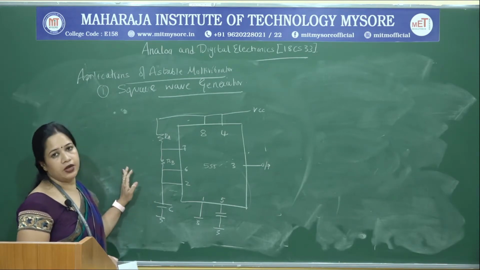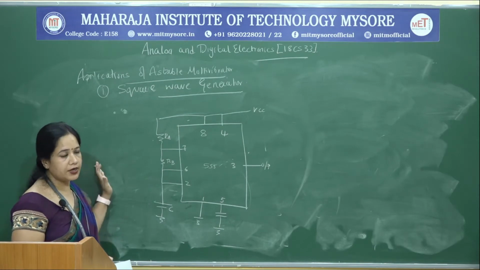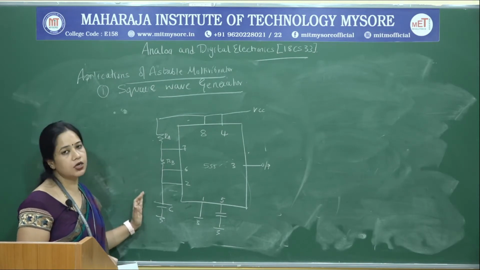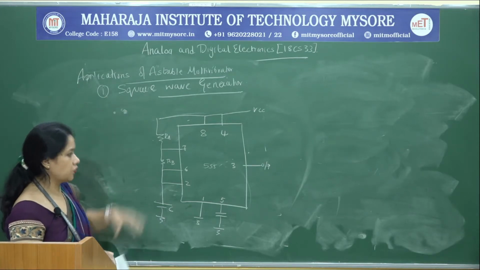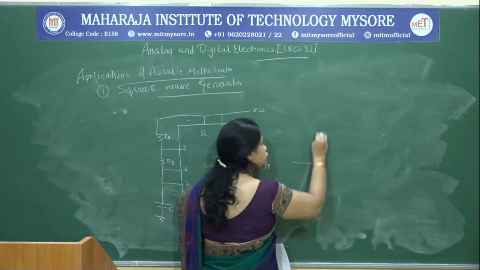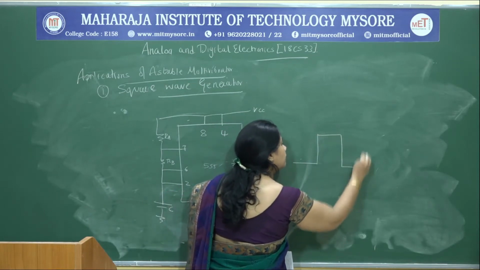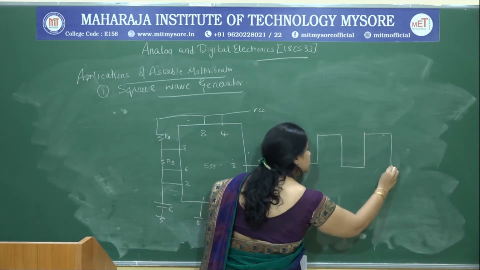Now, at any point of time, it is going to generate a rectangular wave because the on time is greater than the off time. So, if you want it to be a square wave generator, we should see to it that the on time and the off time are equal.